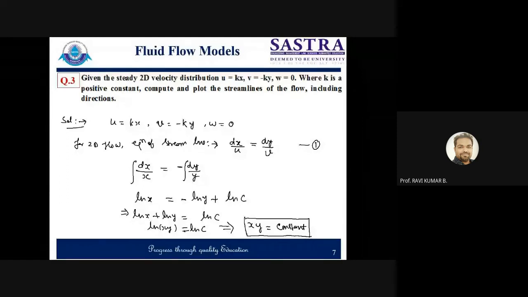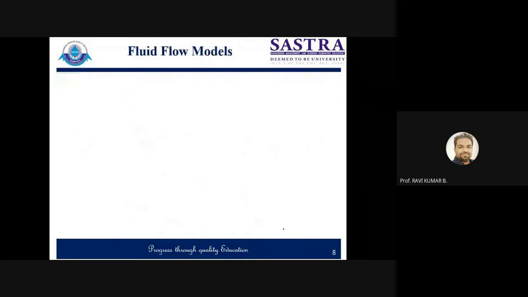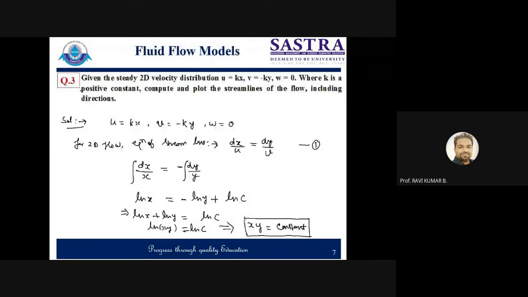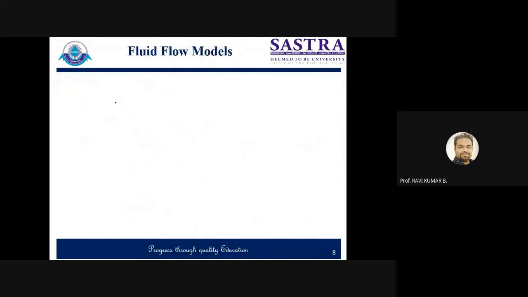So now we are going to put the diagram. Up to here, any doubt? I don't think there will be any doubt. It's a simple equation. Now we have to plot the streamline behavior. So the first and most important task is to write these equations u and v, because these are required to find out the directions.